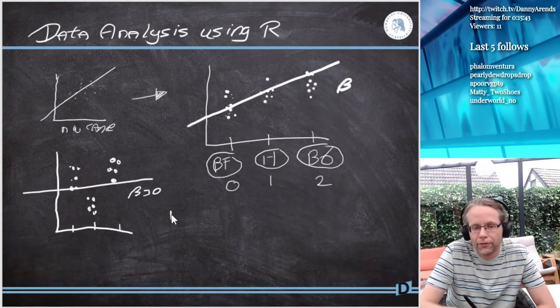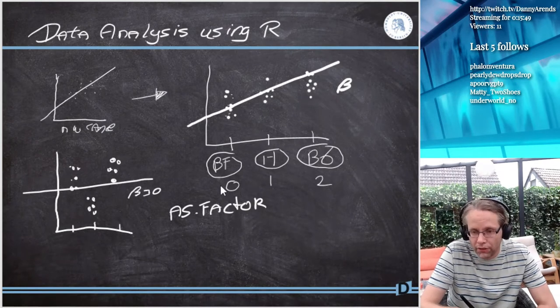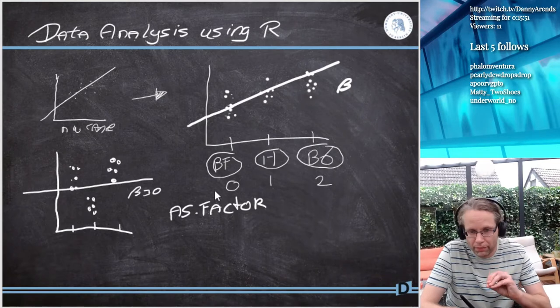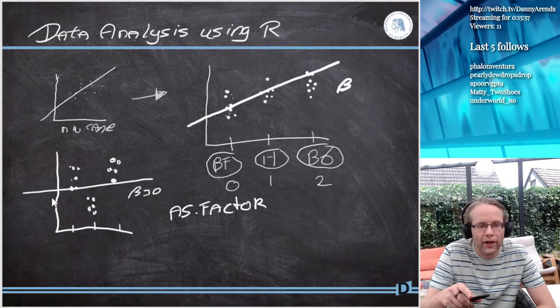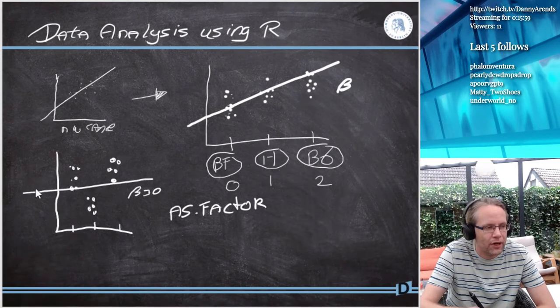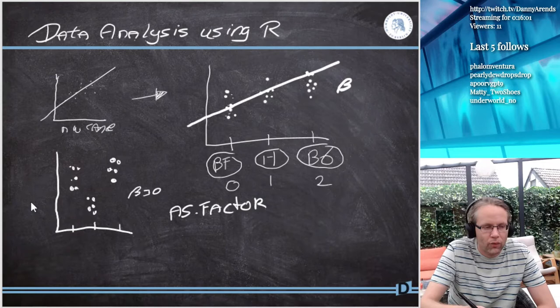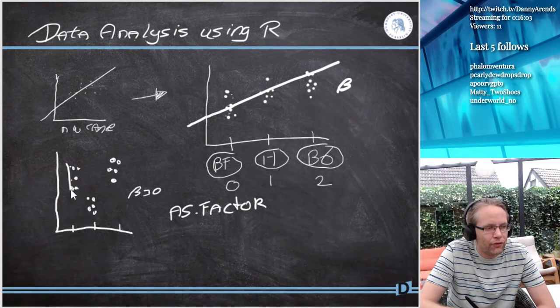So to circumvent this, we can not code it as 0, 1, and 2, but we can code it as a factor. So when we do as.factor, then what we tell the model is to say, well, take one of the groups as being the base, and then compare the other groups to the base. So what happens is that we have a model like this, and then we remove the straight line, because if we model it as a factor, it will take the first group that it encounters as being the base, so the mean, and then it will do a test to see if this group is different from the group here.